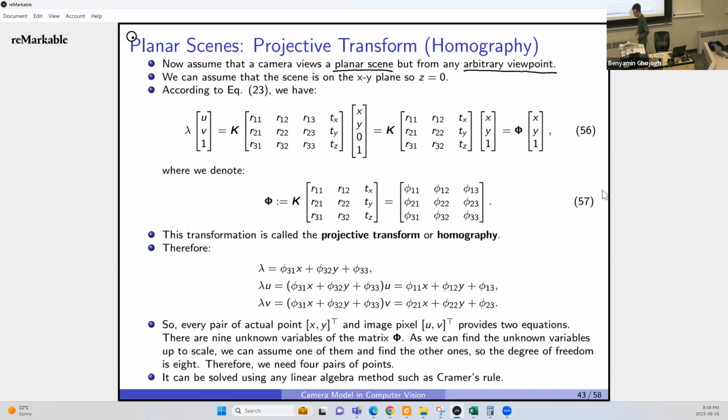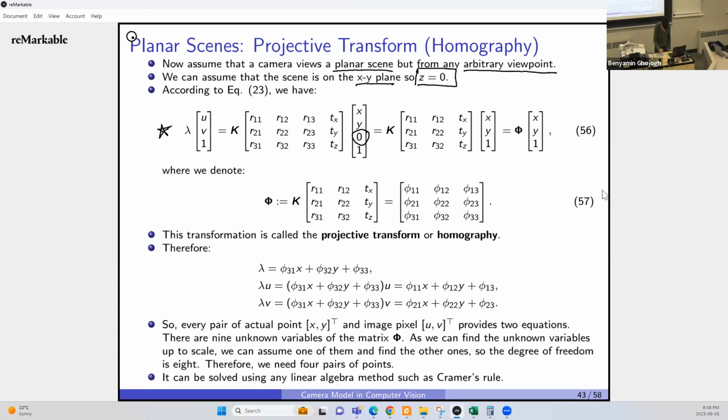What do I mean? It might have some angle, right? It's not perpendicular, but has some angle. We can assume that the scene is on the XY plane, so Z equals 0, right? As I said, it's in my control where I put the origin in the 3D space. I put it in a way that the planar scene is on the XY plane. So Z equals 0.